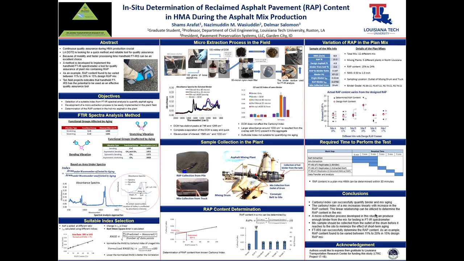So the carbonyl index of the mix increases linearly with increase in the RAP content, and this linear relationship can be utilized to determine the RAP in the mix. The micro extraction process developed in this study can produce enough binder, and it can be performed very quickly in the field. And finally, FTIR can successfully determine the RAP content in a mix.